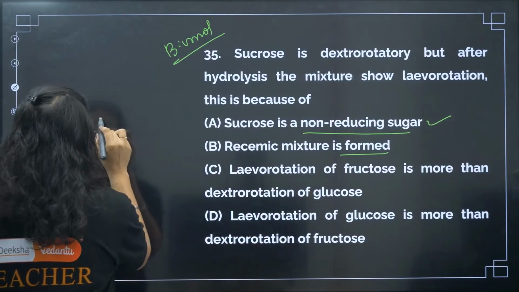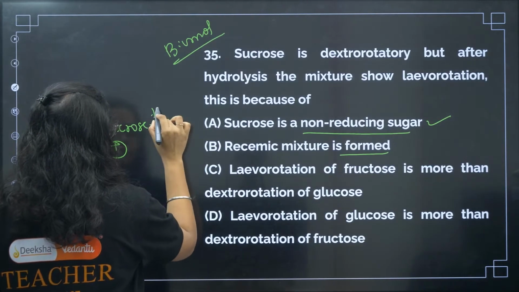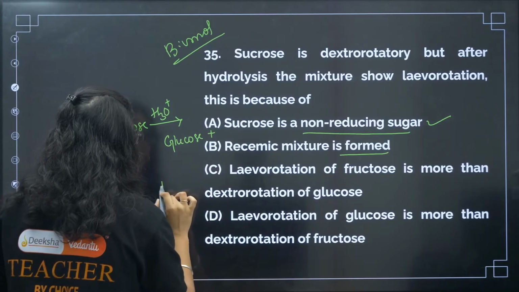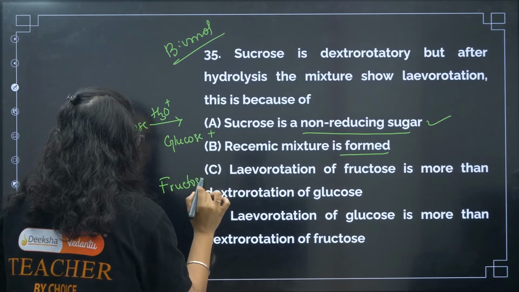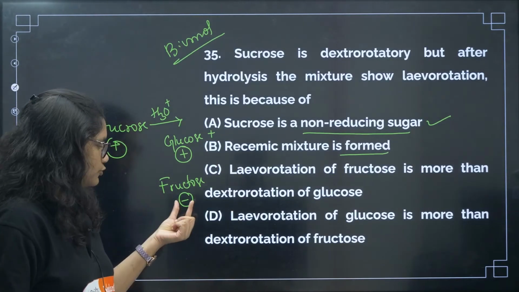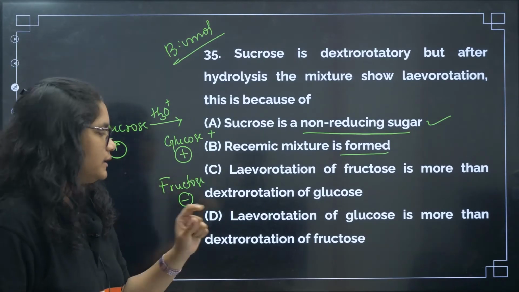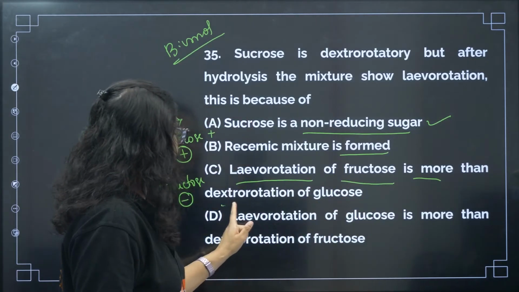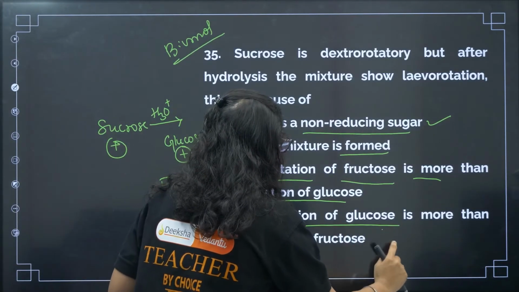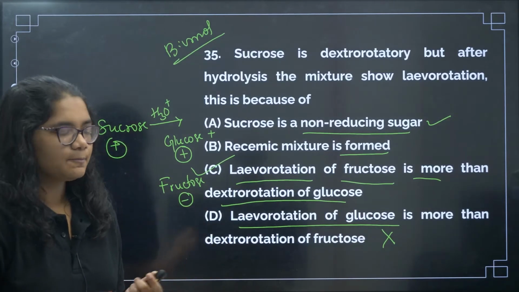Now I told you sucrose is dextrorotatory, but when it undergoes hydrolysis, we get glucose and we get fructose, right? Fructose is levorotatory and glucose is dextrorotatory. Now what happens? The levo-rotation of fructose is much higher, so that is why the overall solution becomes levorotatory. So levo-rotation of fructose is more than the dextrorotation of glucose. That is why this is the correct answer. Levo-rotation of glucose is wrong because glucose undergoes dextrorotation. So the correct answer here is option C. Easy question again.